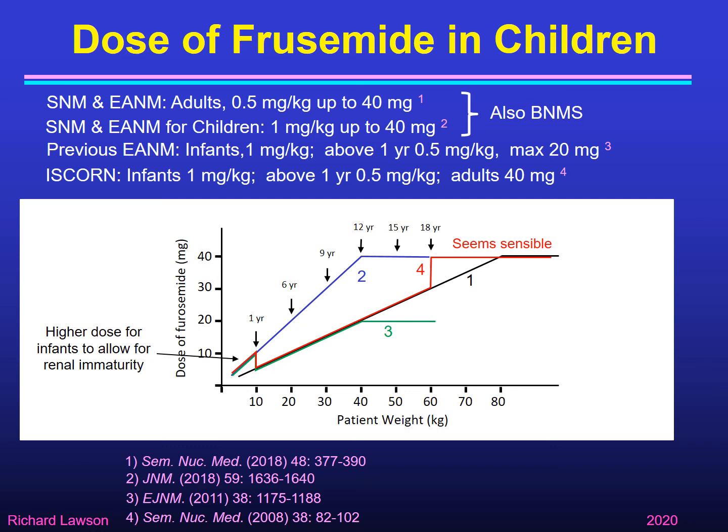Interestingly, ISKCORN, the International Scientific Committee on Radionuclides in Nephrology, also say 1 milligram per kilogram for infants, but above 1 year they drop to 0.5 milligram per kilogram, and going up to 40 milligrams for adults, which is the red line, and that seems to me to be the most sensible dosing. But you choose whichever guidelines you want to follow for that, I think.